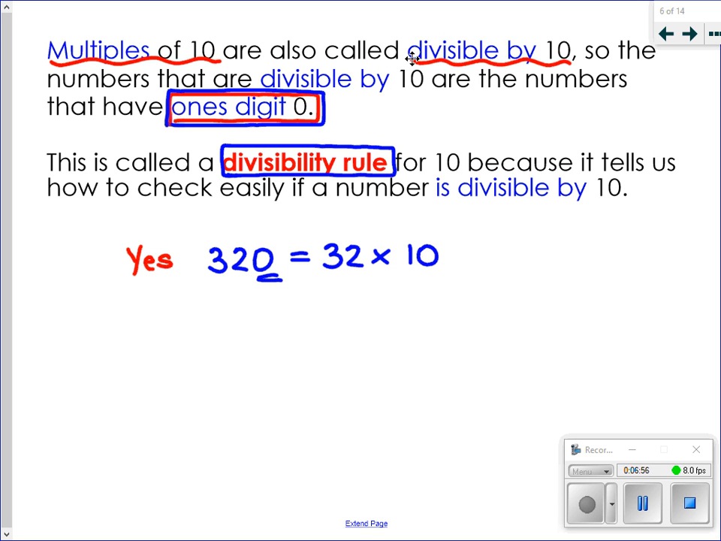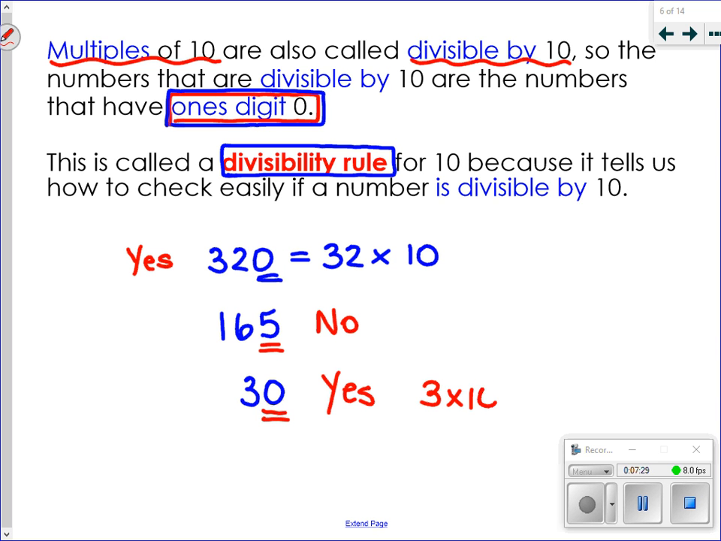Okay, what about this number? 165. Is that divisible by 10? Well, right away we can see no. It does not have a ones digit of 0. So no, it is not divisible by 10. What about this number? It has a ones digit of 0. So yes, it is divisible by 10. If you divided 30 by 10, you would get 3, because 30 is 3 groups of 10.